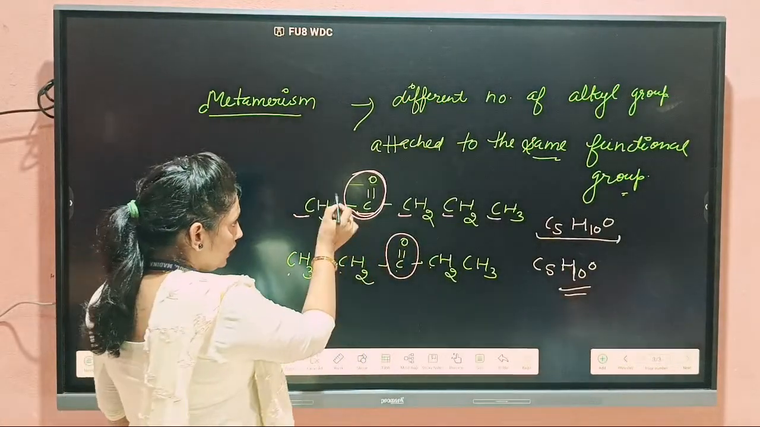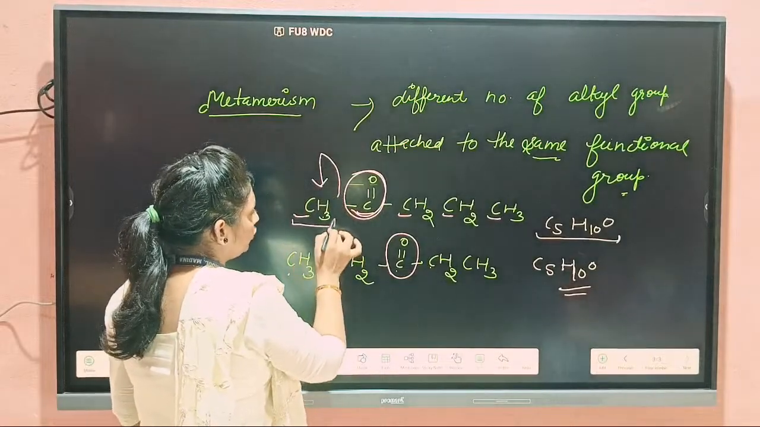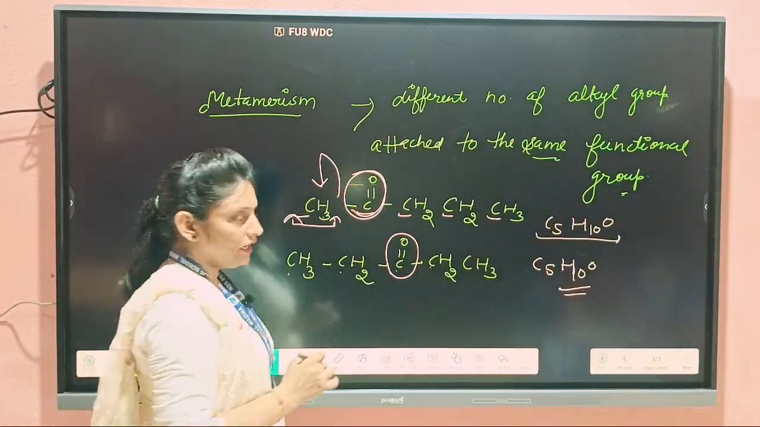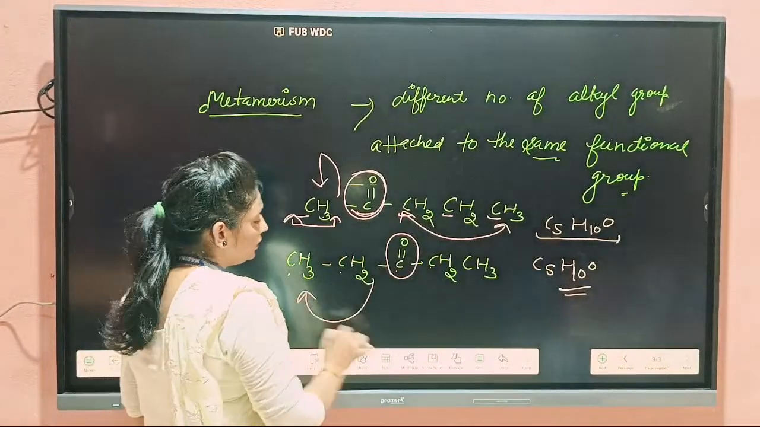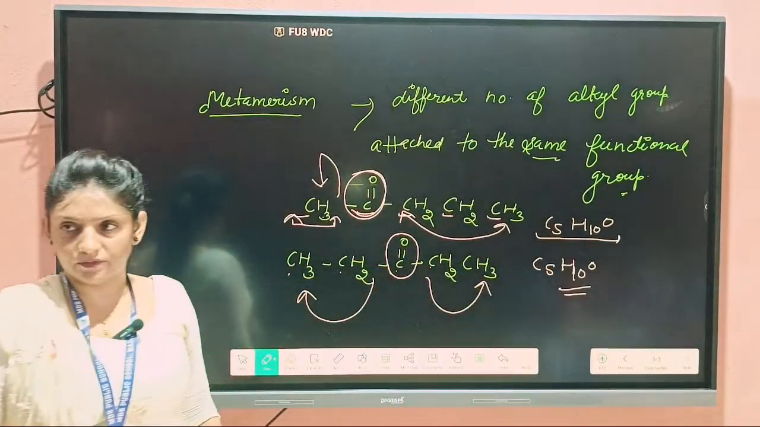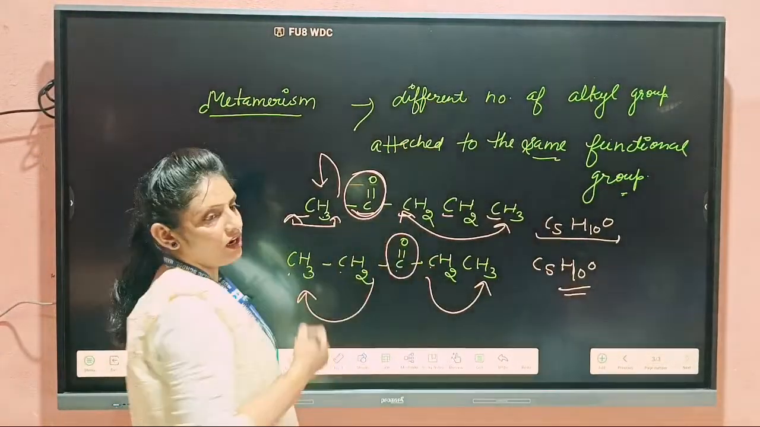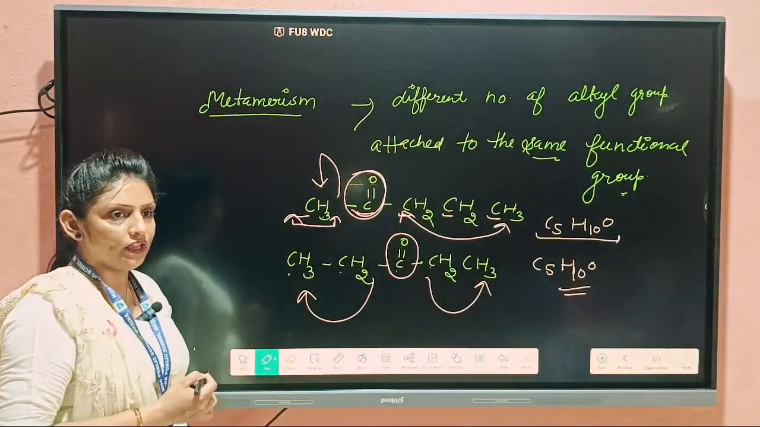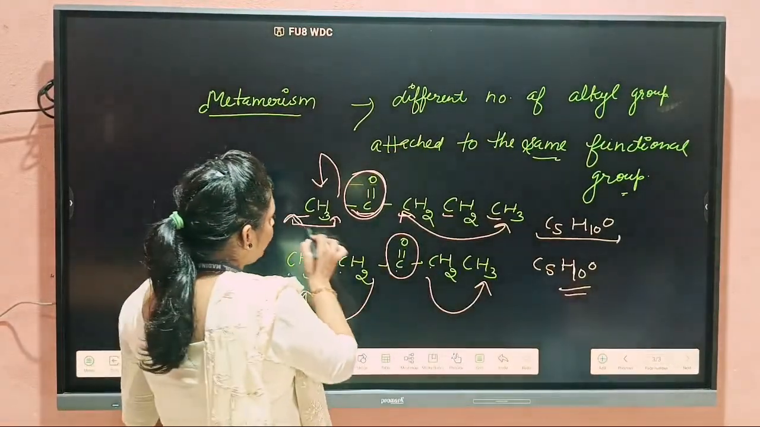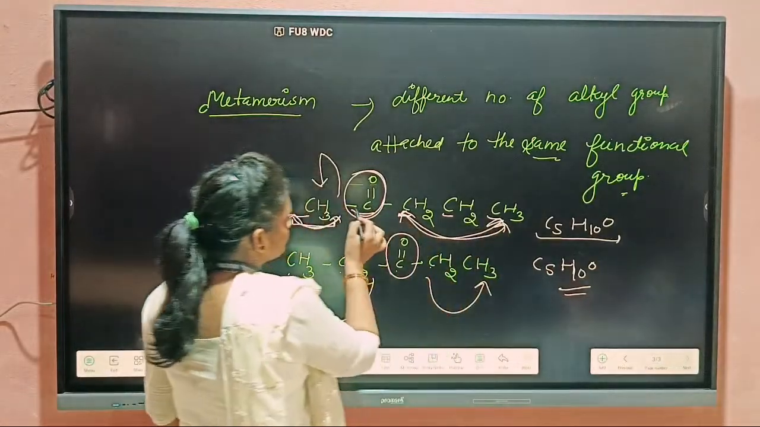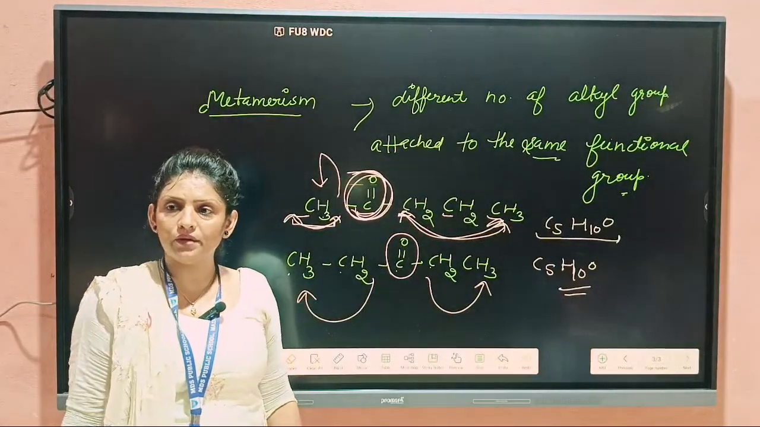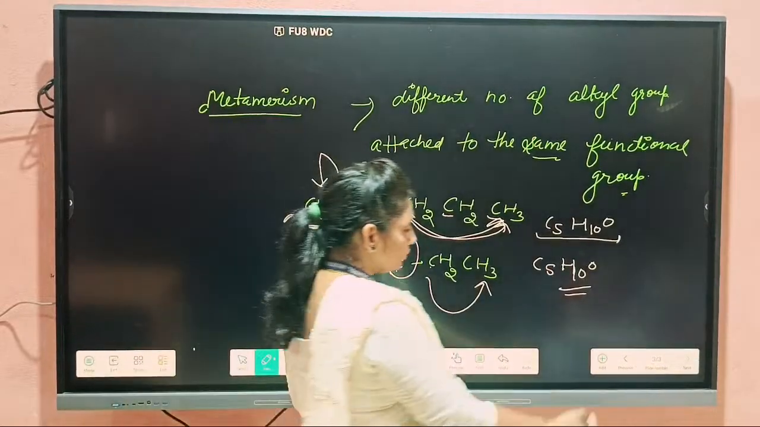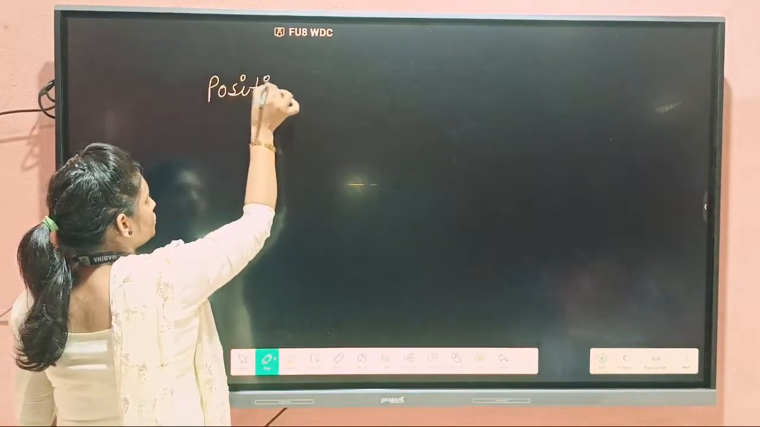You can see here only one alkyl group, methyl, is present on this side, and the other side has 3 carbon atoms. Here on both sides there is a 2 carbon chain. Clear to you or not? So this type of isomers are known as metamers. It means different alkyl groups are present on either side of the functional group. These are known as metamers. It is clear to you or not? Then student, next isomer is the position isomer.